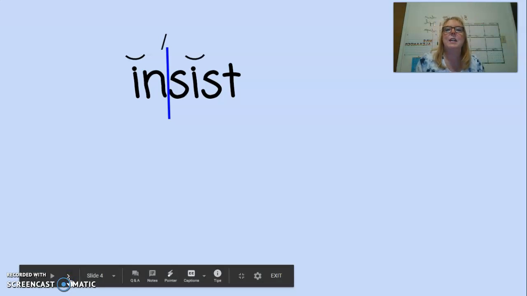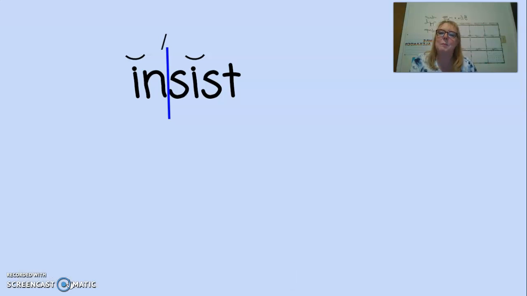Now, let's go ahead and read the first syllable without the accent. Let's read it together. In. Now, let's read the second syllable without the accent. Cyst. All right, now let's read both of the syllables together, and let's accent the first syllable when we say it. Insist. Does that sound like a word we know?